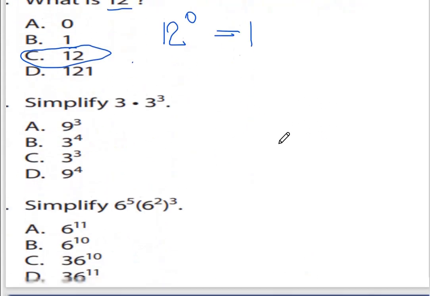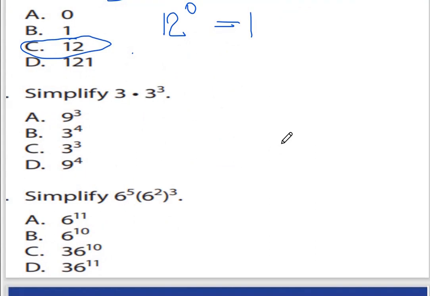Okay? Let's simplify 3 times 3 raised to 3. So if we're going to simplify that one, the 3 automatically has an exponent of 1 there, but it didn't write anything for that. So we have the same values for the base. So copy the base and then simply add the exponents. So it's 1 plus 3, it's 4. So therefore, that is letter B.